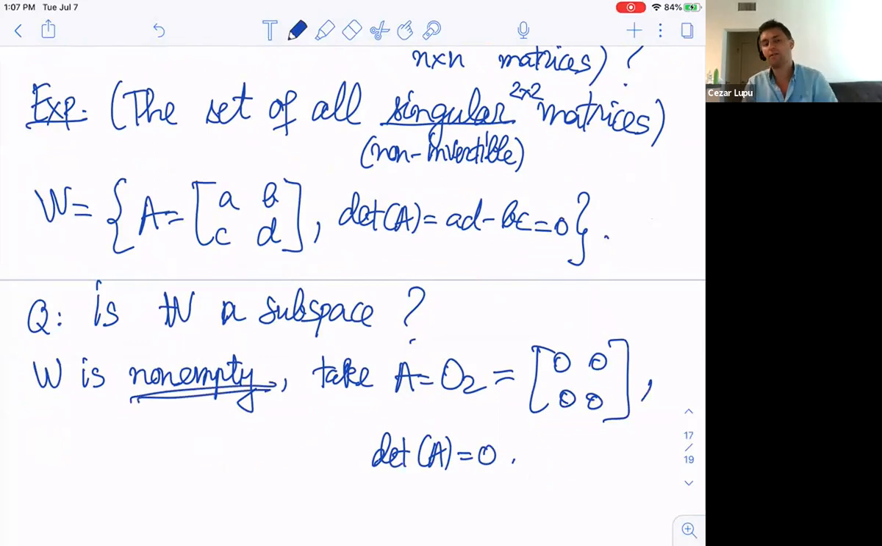But now the question is, does this subset satisfy those two conditions? That is the question. So the two conditions I'm talking about from that theorem are closure under vector addition and closure under scalar multiplication. So in other words, which one do you suspect that will fail?